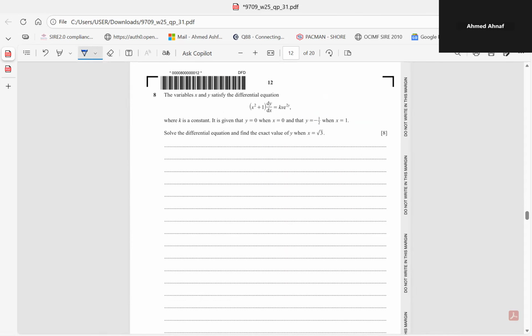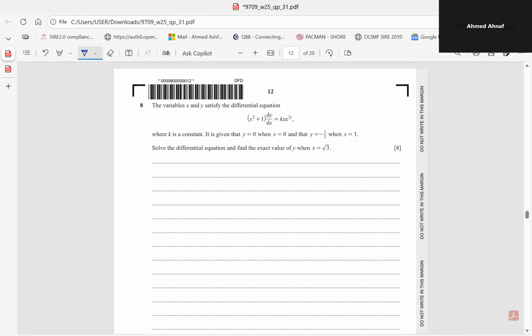Okay, so we are given a differential equation in terms of x and y, where k is a constant, and our initial conditions are y equals 0 when x equals 0. Oh, and then we're given another set that y equals half when x equals 1. So I'm just going to box those. So we have 2 of them. And we're told to solve the differential equation and find the exact value of y when x equals square root 3.